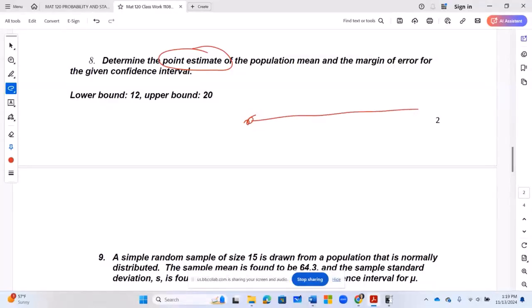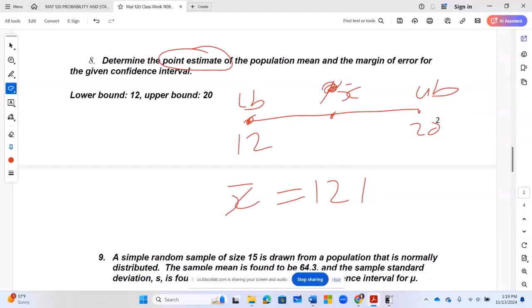So all I need to do is write the lower bound that I'm given and the upper bound that I'm given. The upper bound is 20 and the lower bound is 12. And then if I'm told to find the point estimate, which is the mean of the sample, x-bar, x-bar is lower bound plus upper bound divided by 2. That is 32 divided by 2, which is 16. Therefore, the point estimate is 16.